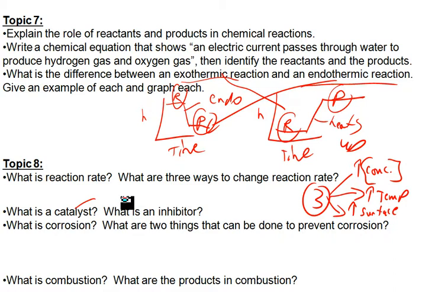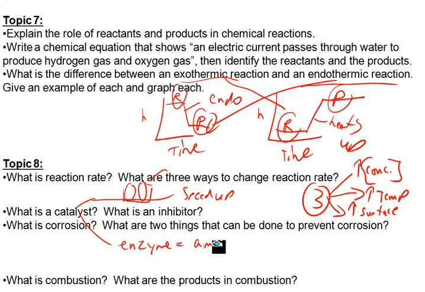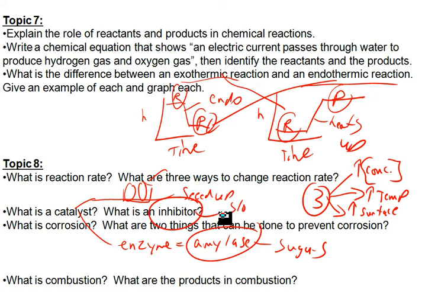A catalyst is like a spot or a site for the two reactants to join up and meet, and a catalyst helps speed up chemical reactions. An example of a catalyst would be enzymes in our body. For example, amylase is an enzyme that helps speed up the breakdown of certain sugars. An inhibitor slows down a chemical reaction.